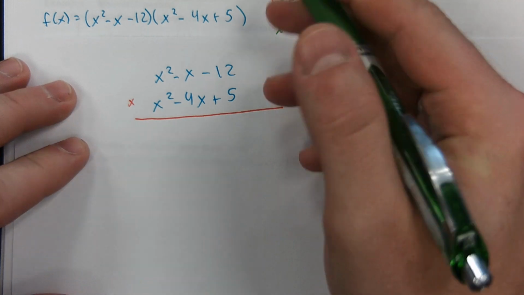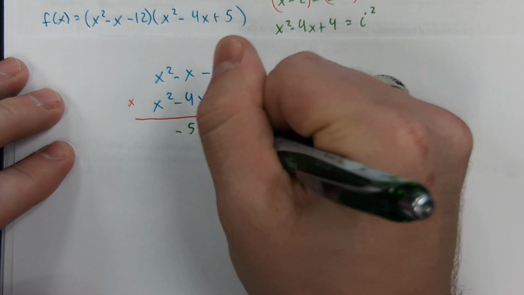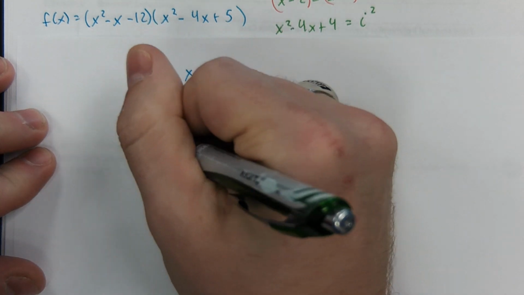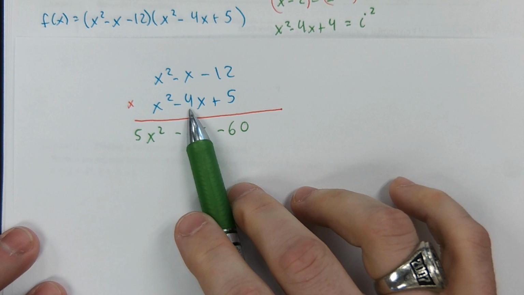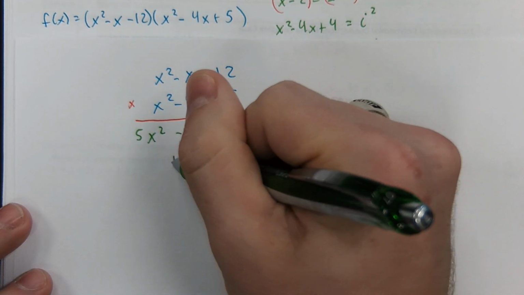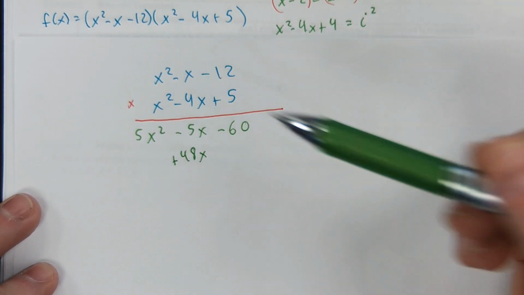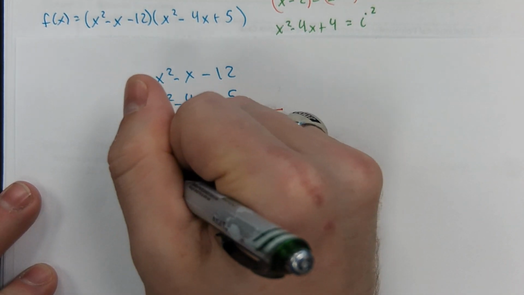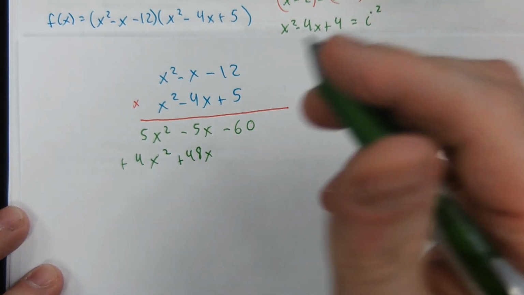5 times negative 12 is negative 60. 5 times negative x is negative 5x. And 5 times x is 5x squared. Negative 4x times negative 12 is positive 48x. That's its like term, so that's where I'm going to write it. Negative 4x times negative x is positive 4x squared. And negative 4x times x squared is negative 4x to the third.